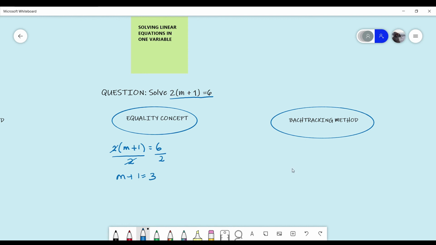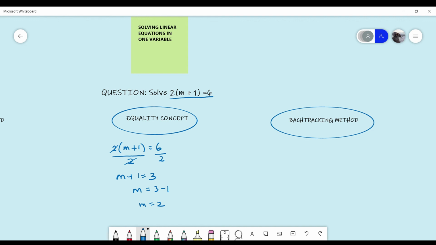Alright, so we have m plus 1 is equal to 6 divided by 2, which is 3. So from here, m plus 1. We want to remove plus 1, so we will minus 1. So m is equal to, on the left side we minus 1, so on the right side we also minus 1. So on the left side, when we minus 1, 1 will be gone, will be removed. So we have m is equal to 3 minus 1, and so the answer is 2. That is what we call equality concept.